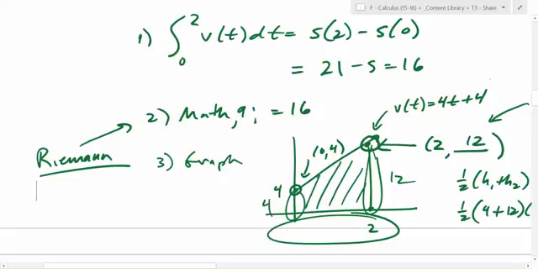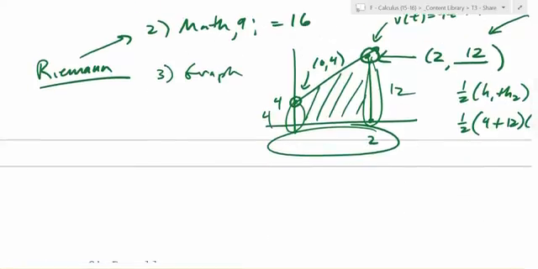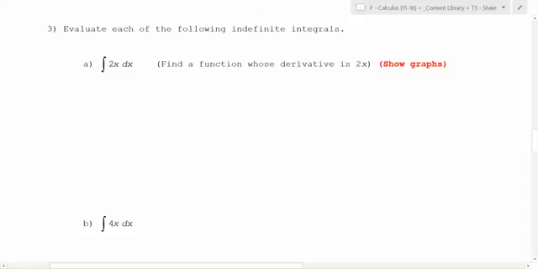Okay, let's move on. You'd already started looking at the next ones, I think. What's the new word that's on the board? Indefinite. Why is it called indefinite? Someone over on that side of the room. Why is it called indefinite? What's different about these integrals? What's new about these integrals?